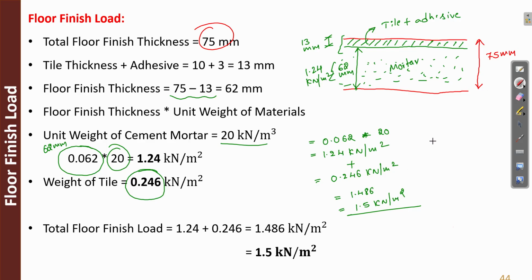So generally we use floor finish as 1.5 kilonewton per meter square, or 1.8 kilonewton per meter square, or 1.2 kilonewton per meter square, based on the flooring material.